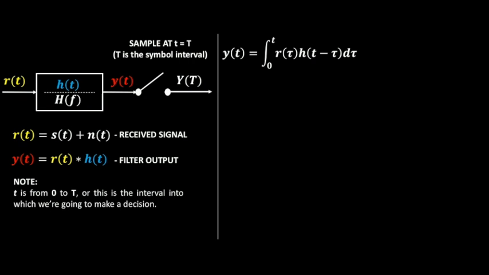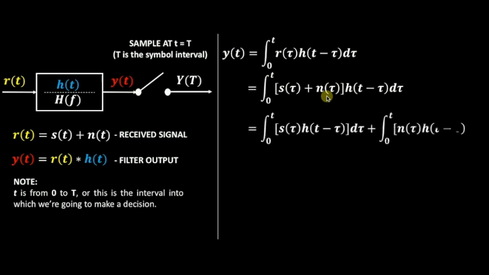Recall that the processes involved in convolution are the following. We have to fold the signal, then shift the signal, and then multiply and take the sum. So r(tau) can be represented as s(tau) plus n(tau). Next, we can separate this term into s(tau) multiplied by h(t minus tau) d tau, plus n(tau) multiplied by h(t minus tau) d tau.